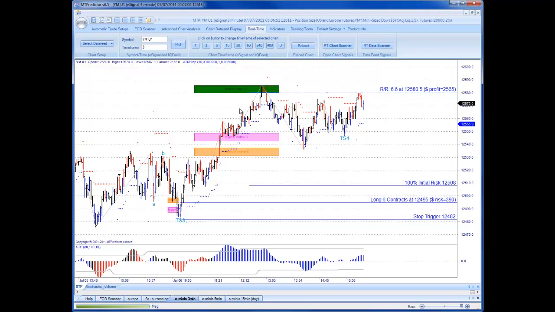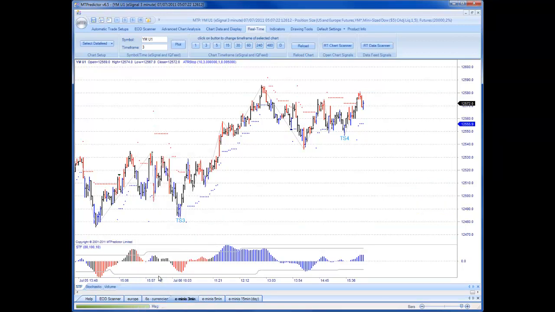It's a great example of where the ABC pattern, which is ABC here into our TS3, actually unfolds as a larger degree wave 2. And this is actually my favourite setup in the MTPredictor software program, and the reason I actually developed the software in the first place just over 10 years ago now. So let's have a quick look at this.